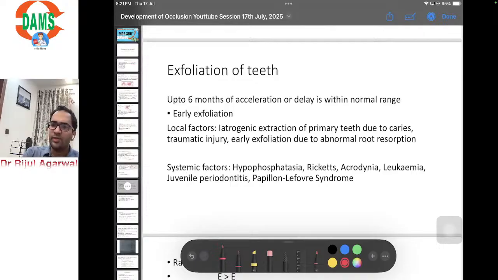Next, systemic factors can be hypophosphatasia, rickets, acrodynia, leukemia, juvenile periodontitis, or Papillon-Lefevre syndrome. Another important MCQ related to the syndromic factors. So you need to remember these syndromes.